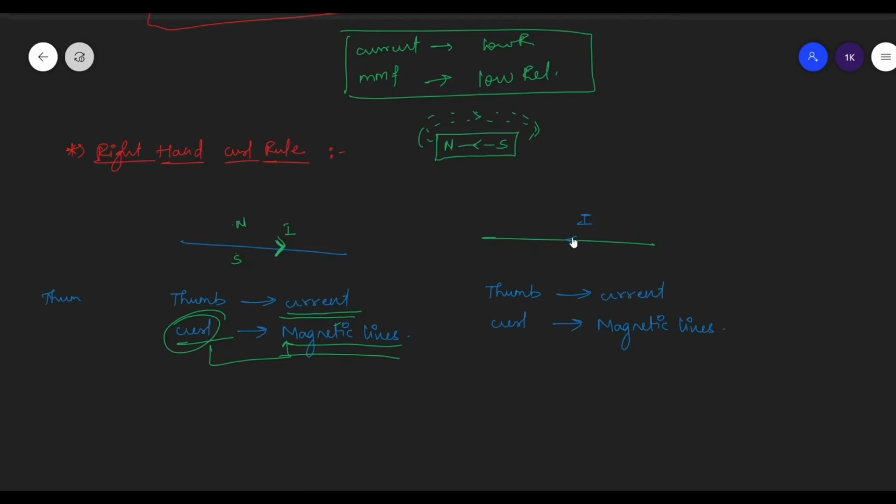now hold the pen in your right hand and place the thumb to this direction, the direction shown in the video in this way. If you place the pen in your right hand in this particular direction, what you observe is that the curl will be coming from the downside of the pen. So this particular portion will act as north pole and this portion will act as south pole. In this way, one can determine the magnetic flux lines when the current direction is given. So this is nothing but the right hand curl rule.